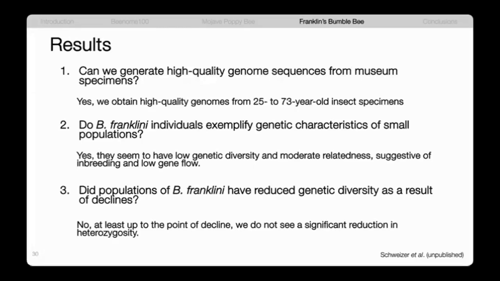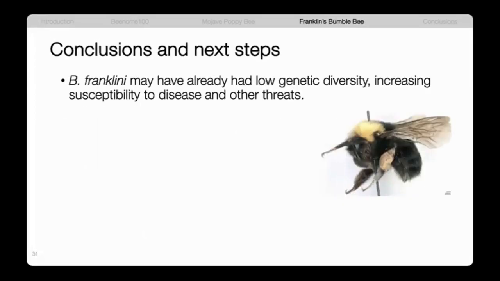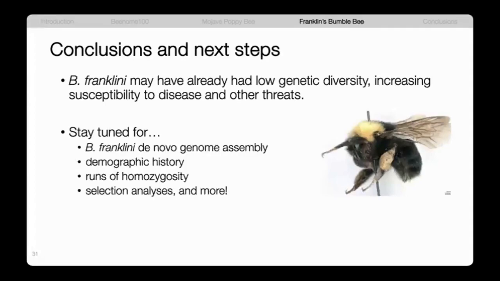And then interestingly, at least up to the point of decline, we do not see a significant reduction in heterozygosity. So it's actually possible that Bombus franklini may have already had low genetic diversity, which then increased the susceptibility to disease and other threats.